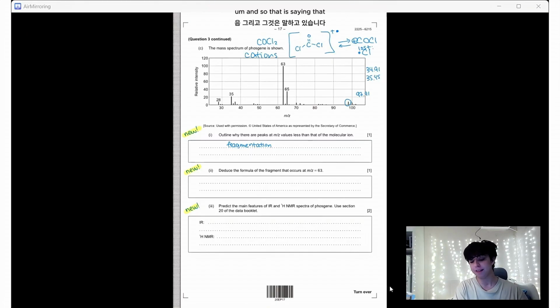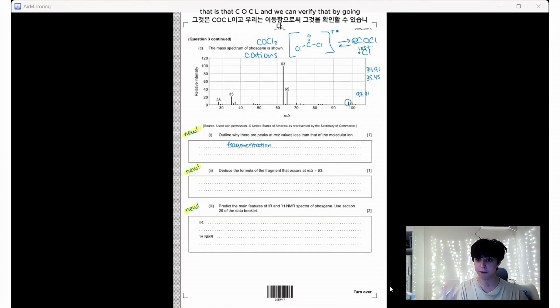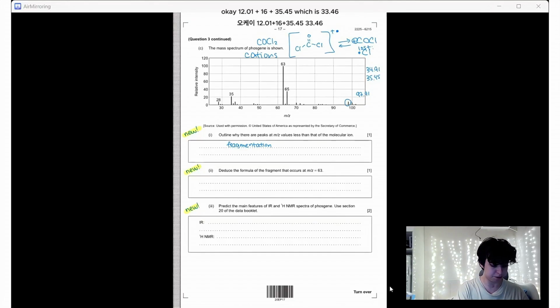And so that is saying that chlorine radical is what is lost. But since we're talking about 63, that is the COCl. And we can verify that by going, okay, 12.01 plus 16 plus 35.45, which is 63.46, which is roughly 63. And so that matches the mass of our fragment. So you have to put COCl, which I feel like is the easy part. However, you also have to put that it is a cation.